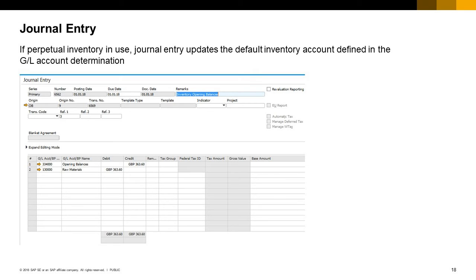If perpetual inventory is in use, the journal entry updates the default inventory account defined in the GL account determination, and credits an offsetting account that you specify in the right-hand column of the grid row. SAP recommends you create an opening balances GL account, usually in the equity drawer, and use this offsetting account to ensure there is no effect on other general ledger accounts. The offsetting account can be selected on each item row.